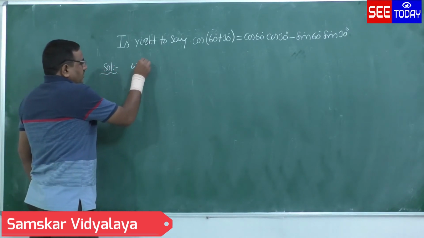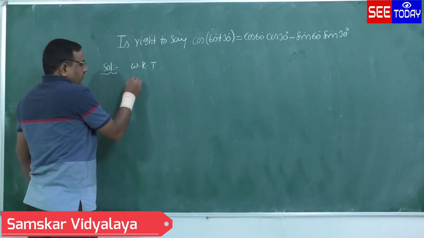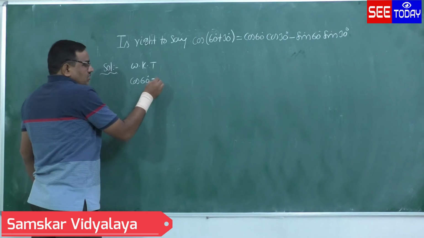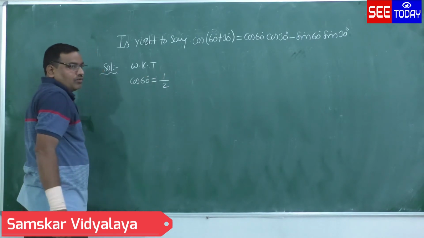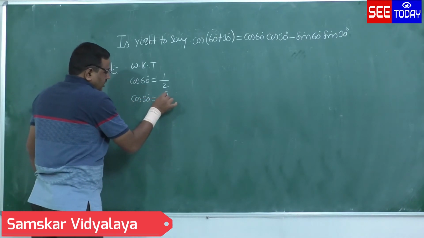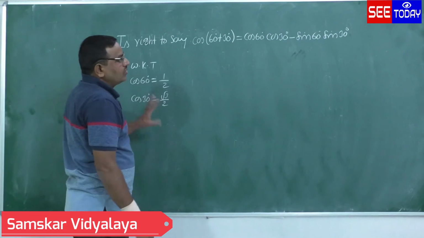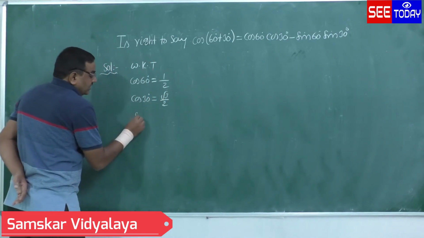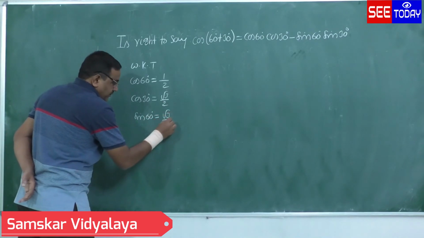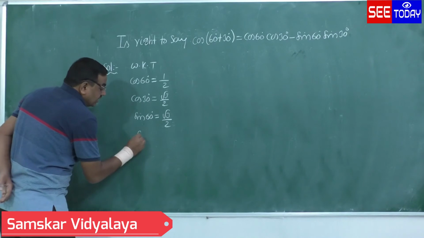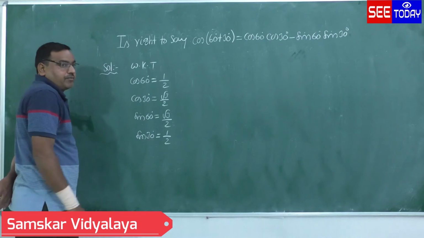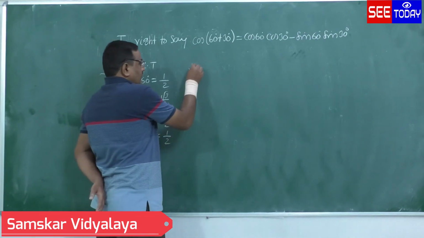We know that you can write first the values of what he has given. Cos 60. Cos 60 is equal to how much, beta? 1 by 2. Cos 30. Cos 30 is equal to root 3 by 2. Still any values we need? Next, sin 60. Sin 60 is equal to root 3 by 2. Next, sin 30. Sin 30 is equal to how much? 1 by 2.